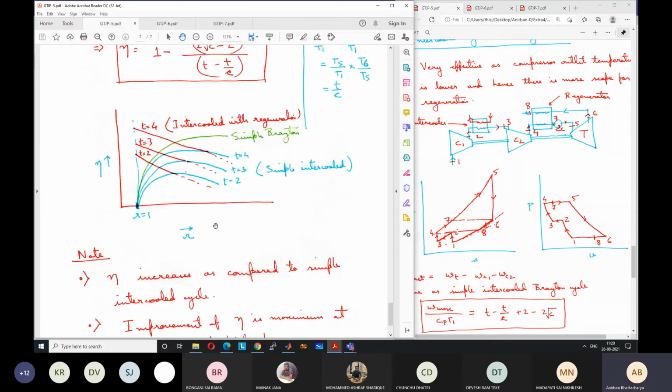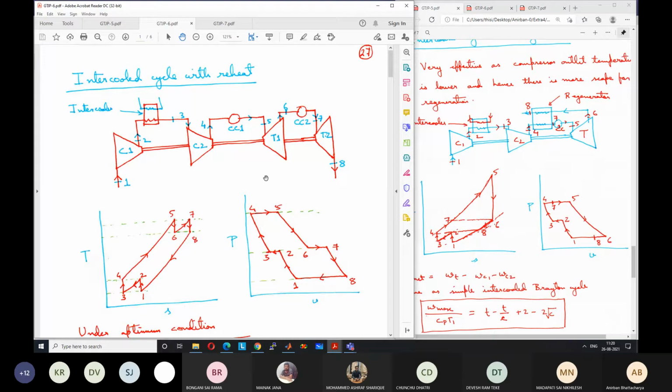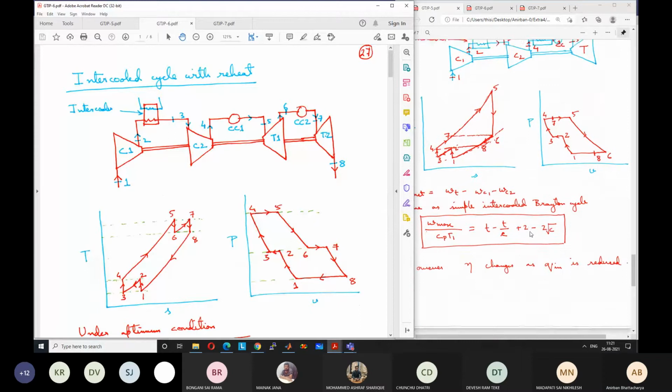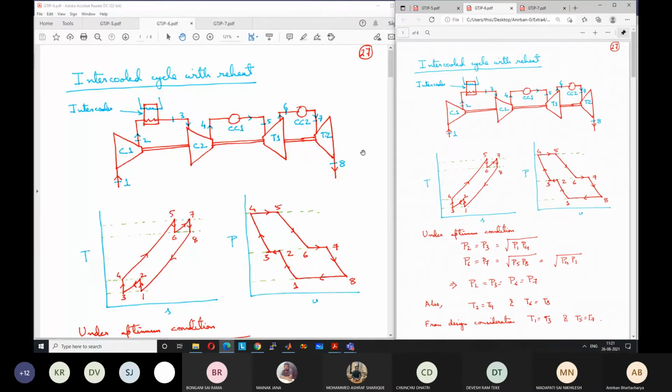So we will go now to the other type of modification, which is intercooling with reheating. Again, as we already know these different components, it's just a matter of adding these components together. So for reheating now, with intercooling, the first part remains the same. The intercooling part remains the same.